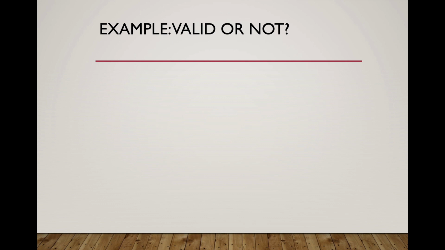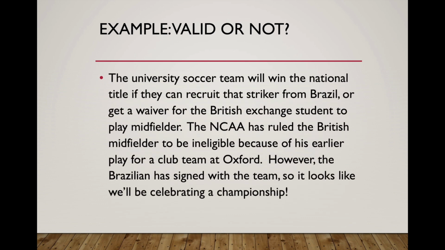So one last example. The university soccer team will win the national title if they can recruit that striker from Brazil or get a waiver for the British exchange student to play midfielder. The NCAA has ruled the British midfielder to be ineligible because of his earlier play for a club team at Oxford. However, the Brazilian has signed with the team, so it looks like we'll be celebrating a championship.